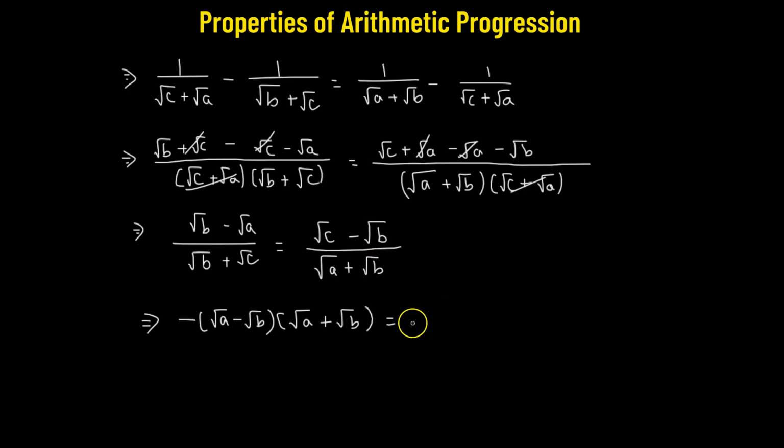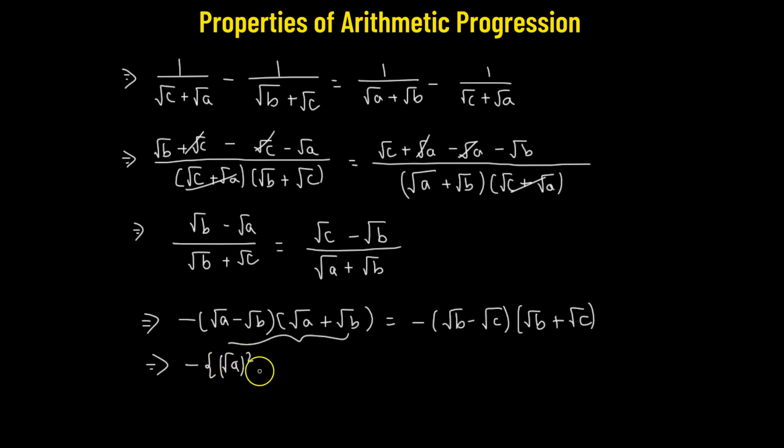then the expression on the numerator of the right hand side can also be expressed as negative times square root of b minus square root of c times square root of b plus square root of c, which will be, now this is an identity which can be expressed as square root of a whole squared minus square root of b whole squared equals negative times square root of b whole squared minus square root of c whole squared.